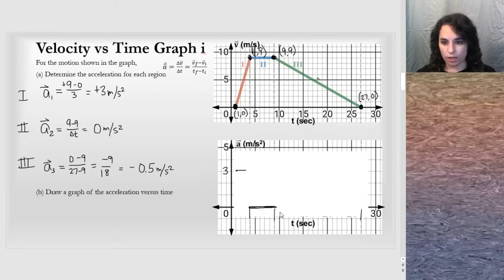For the last 18 seconds that we're concerned with, the acceleration is negative 0.5, so I can draw that in here. Negative 0.5. Notice it's below 0, and it extends across here. Negative 0.5. And that'll be the acceleration graph versus time.